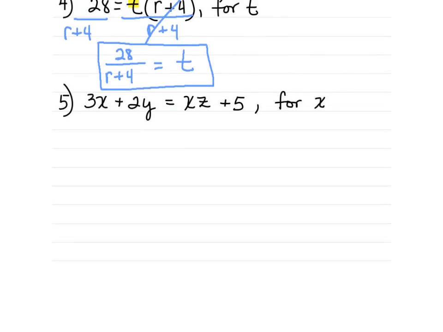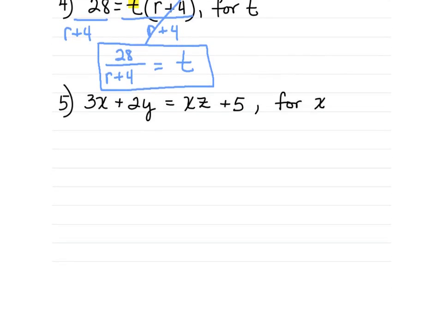All right, let's look at number 5 now. Number 5. 3x plus 2y equals xz plus 5. And here we're solving for x. Well, here we have a bit of a different situation because we have 2 terms that contain the variable x. And recall with me that what you want to do is you want to isolate x on one side of my equal sign.